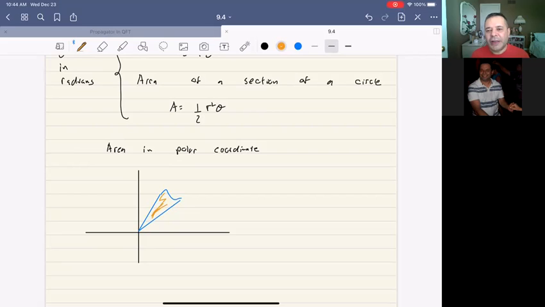So how are we going to do that? What we're going to do is split it up into little sections, as we already have. We say this angle is d theta. Okay, so the area, or the dA, is 1/2 r squared of theta d theta.